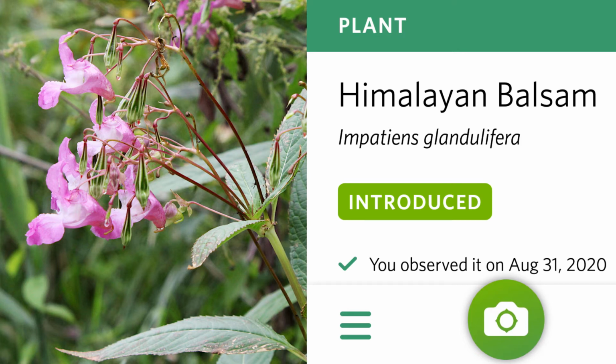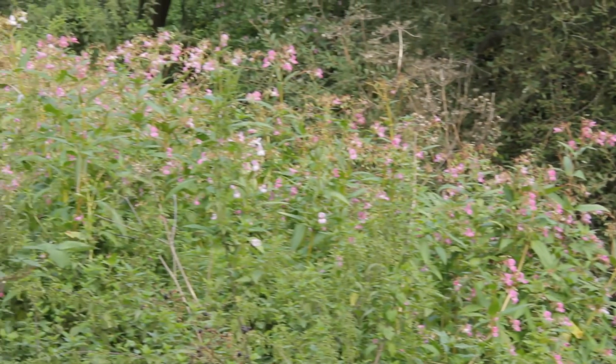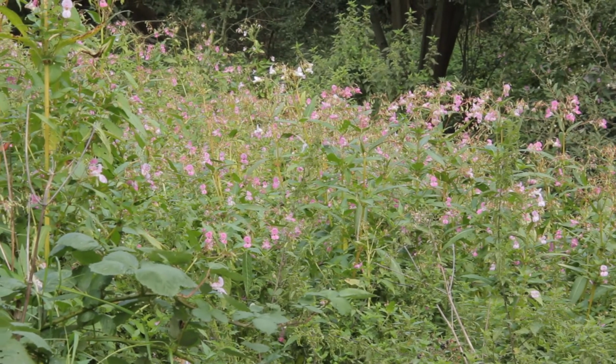This is an incredible plant. It's an introduced and invasive species which has become common along the banks of rivers and streams. Part of the trouble is that it dies back in the winter, leaving the banks exposed, unstable and prone to erosion from flooding. The Wildlife Trust's website has this to say about it.